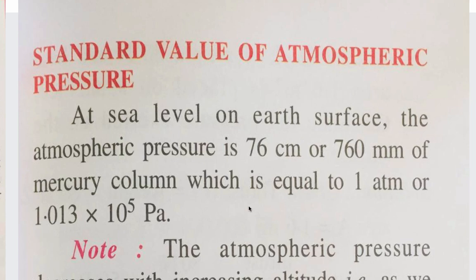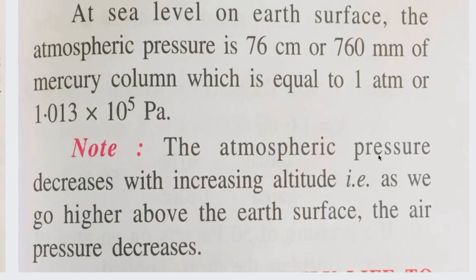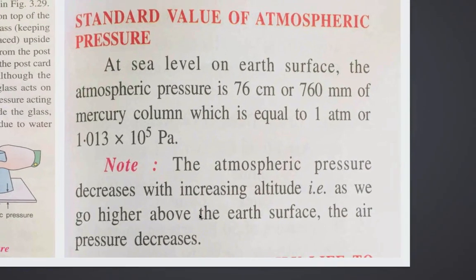Last is note. The atmospheric pressure decreases with increase in altitude. That is, as we go higher above the Earth's surface, the pressure decreases. This we all have felt. When you go up on the hill, what happens? You feel decrease in pressure. You feel breathless. The reason is this only. The atmospheric pressure decreases with increase in altitude, means height. As we go higher above the Earth's surface, the air pressure decreases.